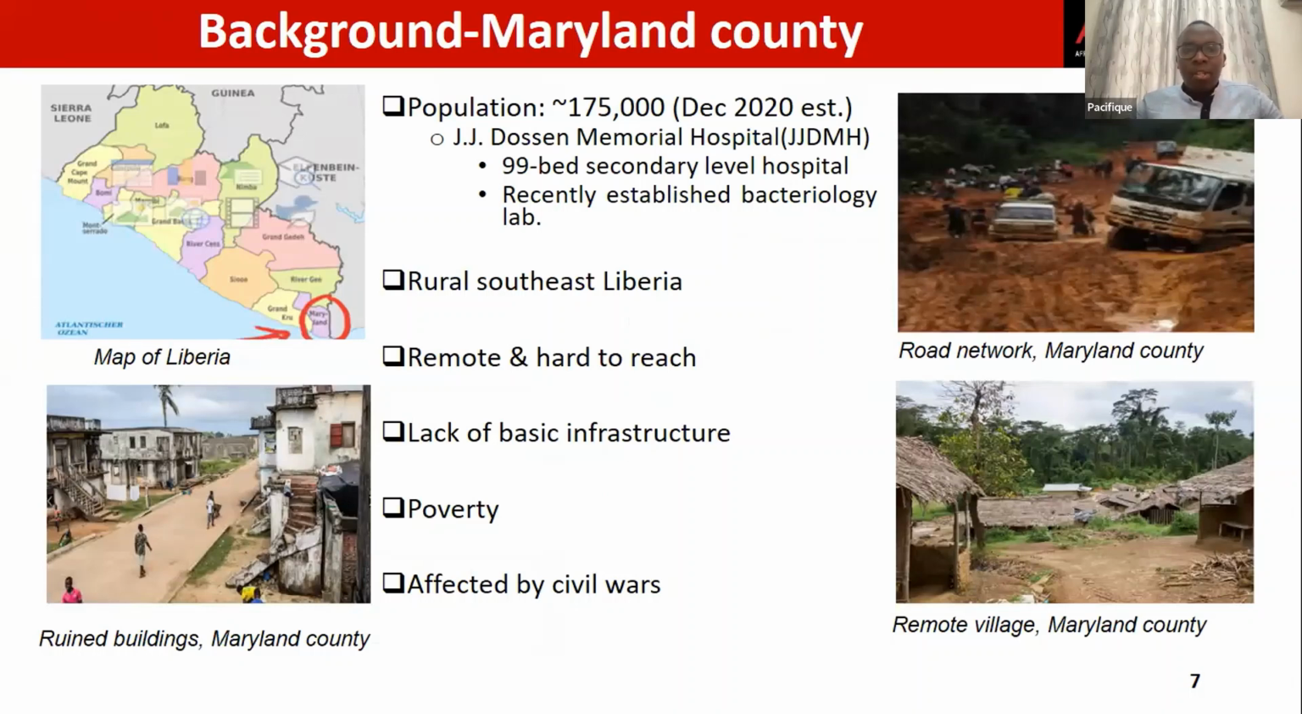Then in Maryland County, a very remote area, that's where we have J.J. Dawson Hospital, which is a 99-bed secondary level hospital, serving as a regional hospital in Southeast Liberia. It's very remote and hard to reach, and the region lacks basic infrastructure. You can see from the photos here, a poor road network, but also ruined buildings which have been affected by the civil war. And you can see one of the remote villages in rural Maryland County. Next.